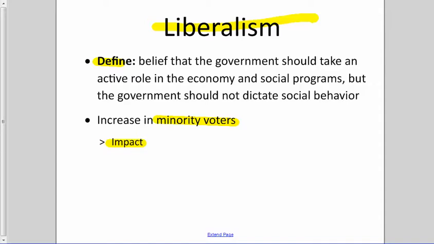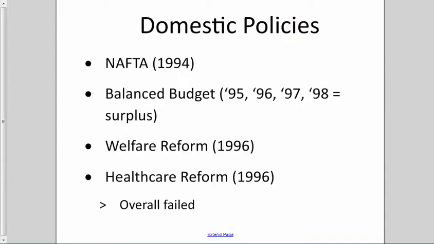And then Clinton kept that momentum, and the Democrats kept that momentum in 96 because of this new group of voters. So Clinton, as president, what did he do? What were some of his policies? Well, first, let's look at his domestic policies, or the policies within the United States.